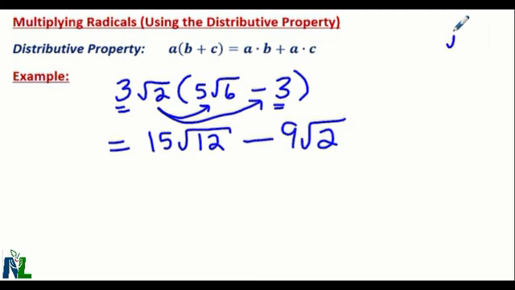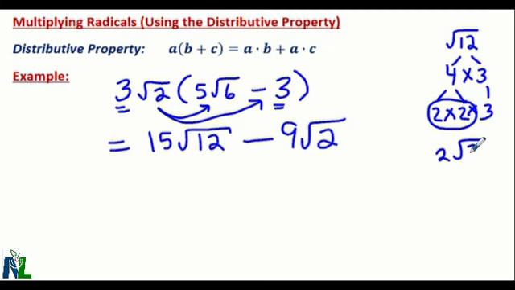So let's just do that up here off to the side for a minute. And let's use prime factors to break down root 12. So I've got 4 times 3, 2 times 2 times 3. This gives me 2 square root 3.